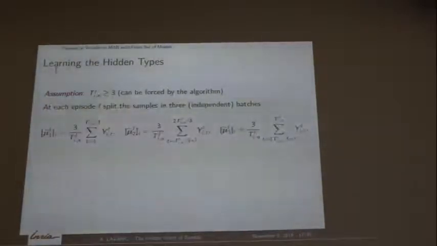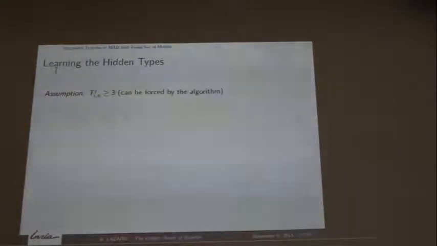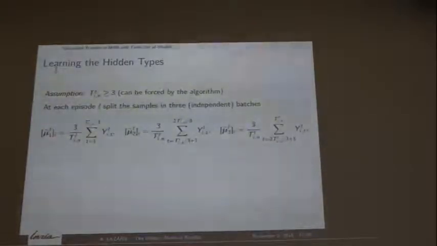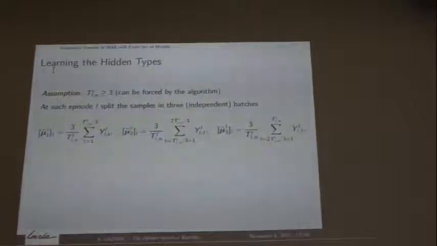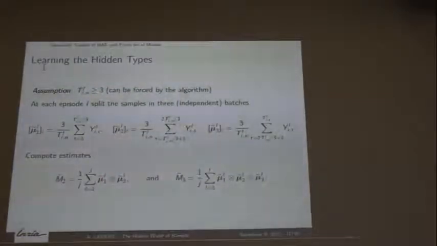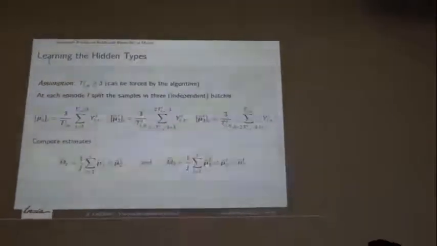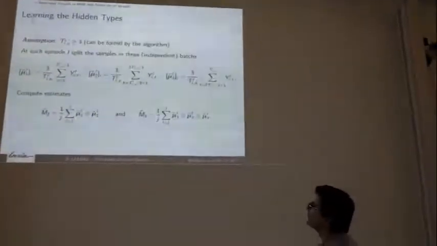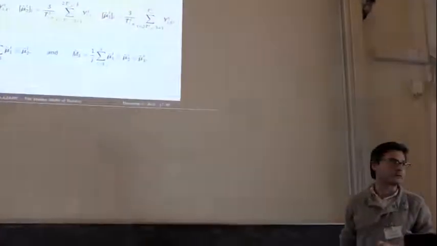what I can construct is, at each episode L, I take for each arm all the samples that I have, I split them in 3 batches, and I construct this mu vector here, this mu tilde 1 for the task L. I basically take the first third of the samples, then the second third, the third third, and I obtain 3 independent batches. And at this point I can just construct empirical estimates of the second moment and empirical estimates of the third moment by just averaging over episodes and taking these 3 batches for my independent estimates of the vectors mu.